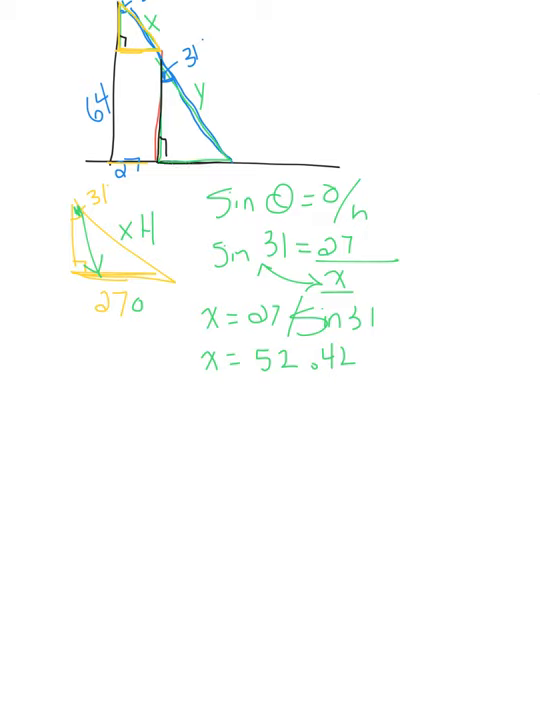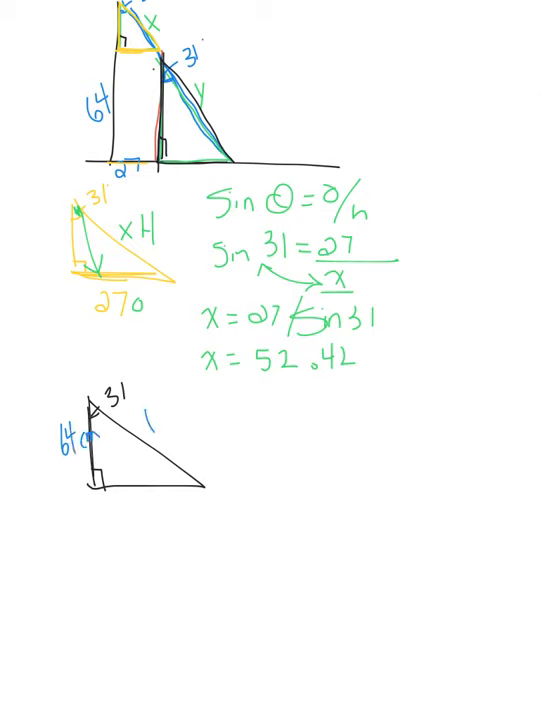The next thing that I'm going to do is solve for this bottom triangle, or my y. So again, I'll redraw it here. I know it's a right triangle. I know the angle at the top is 31, and this time I know that the height of this triangle is 64 centimeters.